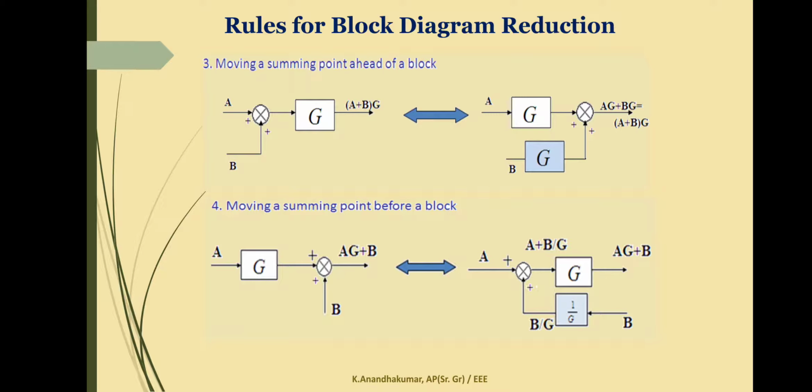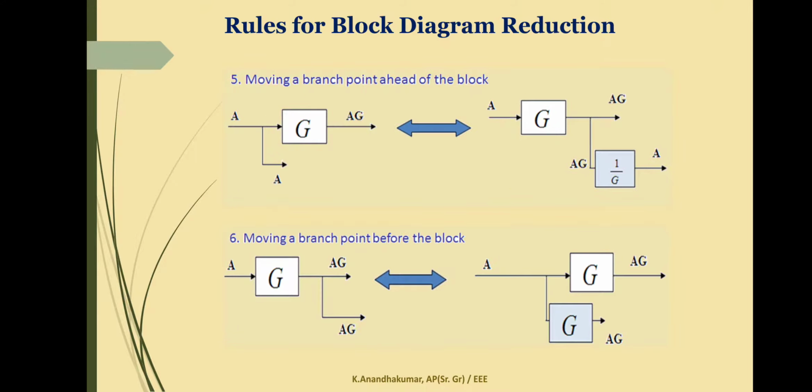Then the fourth rule is moving a summing point before a block. In this case the summing point is after the block G. If we want to move it before the block, then the signal which is taken before the block has to be multiplied by the inverse of the gain. So here the gain is G and the signal B is taken before the block, so we are multiplying the signal with the gain of 1 by G.